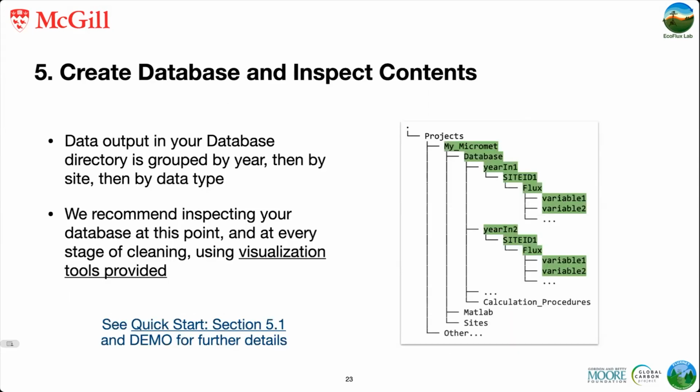So once you've run that new Matlab script, provided everything runs smoothly, you should see some output in your database folder. The data files created are grouped first by year, then site ID, and then data type. You should see the variables listed under there. And we recommend inspecting your database at this point, and actually at every stage of cleaning, using the visualization tools that we're providing. They're going to be talked about in a little bit, as I mentioned.